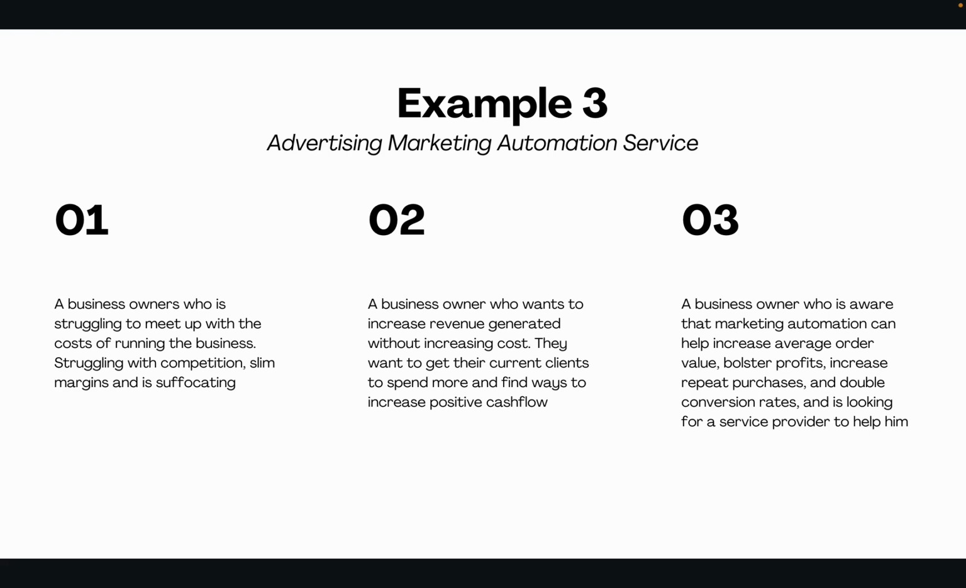Now, the second level is a business owner who wants to increase revenue without increasing cost. They want to get their current clients to spend more money and they're looking for ways to increase positive cash flow. Now, that is someone who is at the second level of awareness. They've identified the problem. Okay, well, if we could get people to spend more money with us, then maybe we'll be able to make more, right?